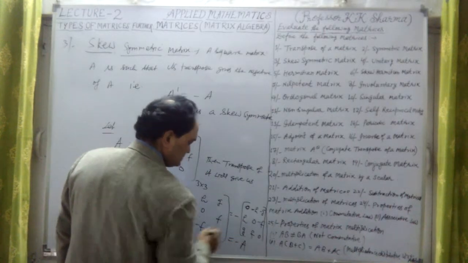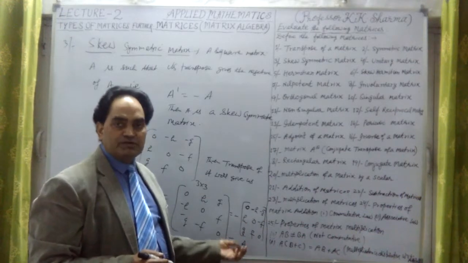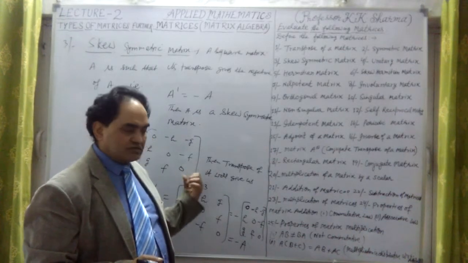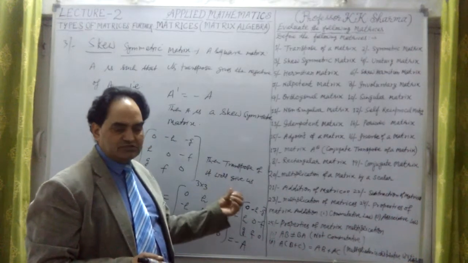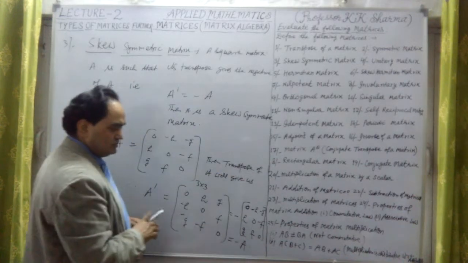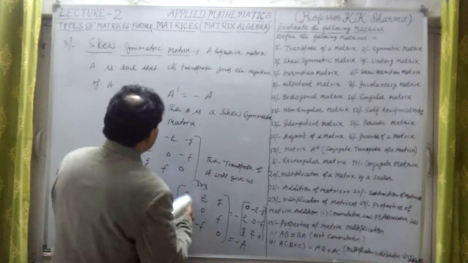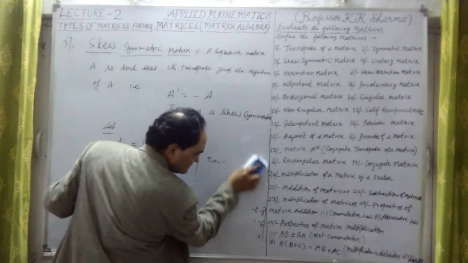What do we see here? The negative of that matrix is obtained. That means if we find the transpose of a matrix, and that transpose gives us the negative of that matrix, then this is a skew-symmetric matrix. A must be a square matrix in this case.